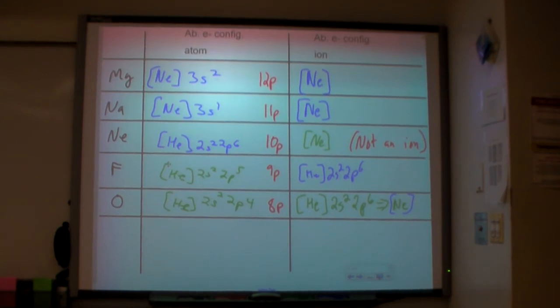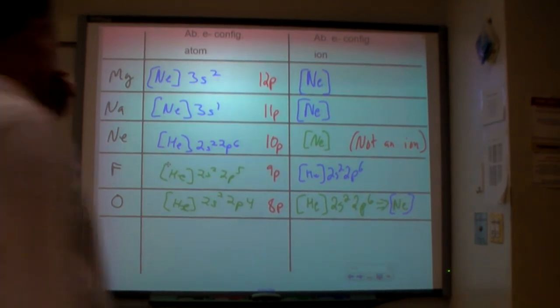What can you tell me about the smallest? Which one's going to be the smallest? Magnesium. It has the most amount of protons and the same amount of energy levels, so therefore it would have the smallest radius because it has the largest force of attraction.